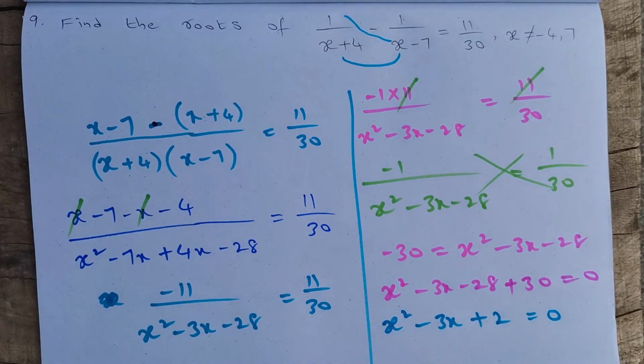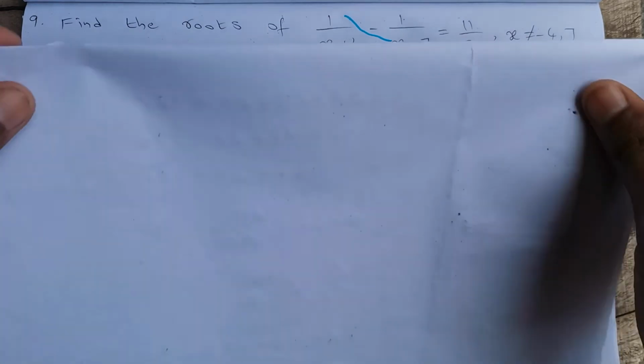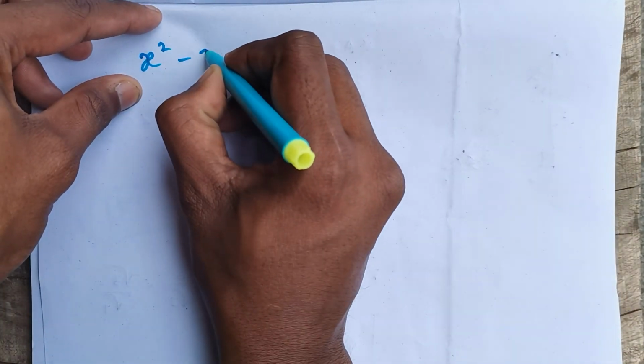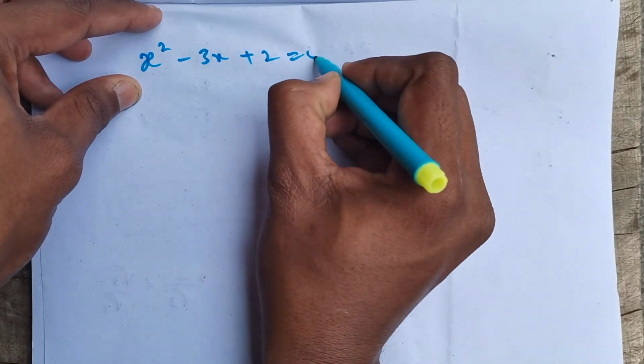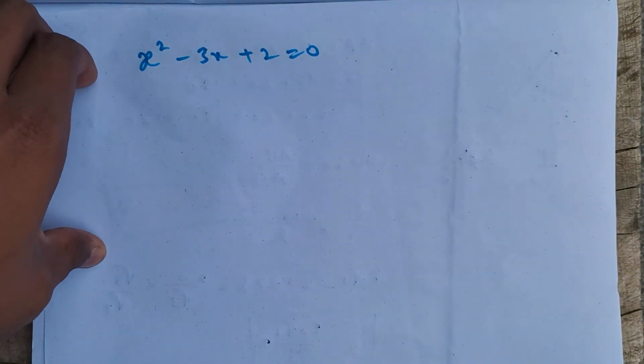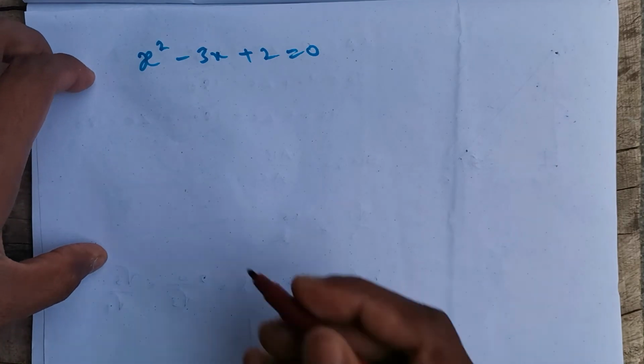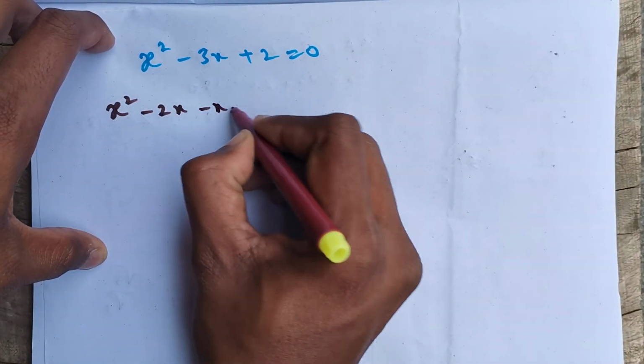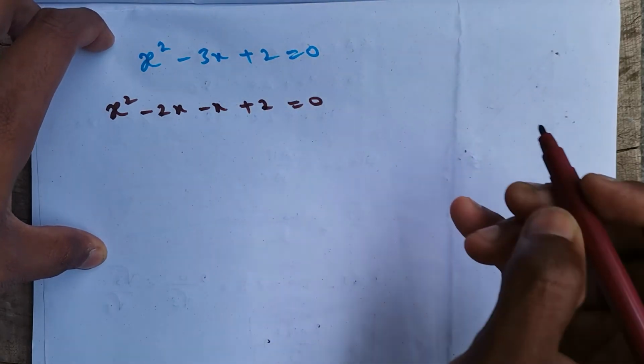Now by splitting the middle term into two terms, we need to find the roots or x values. Here we got x square minus 3x plus 2 is equal to 0. So I am going to solve this by splitting the middle term into two terms. x square as it is, minus 3x can be written as minus 2x minus x, plus 2 is equal to 0.